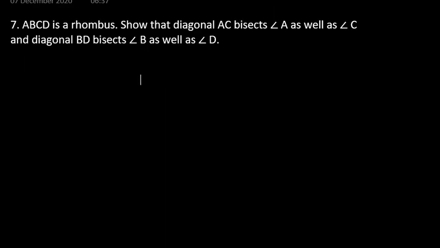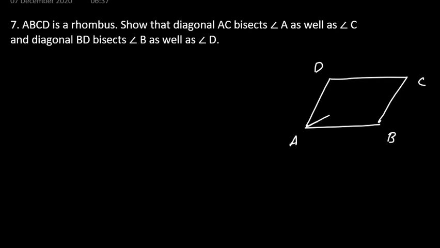Seventh problem, ABCD is a rhombus, show that diagonal AC bisects angle A as well as angle C, and diagonal BD bisects angle B as well as angle D. ABCD is a rhombus. So already you know ABCD is a rhombus. Fine. So this ABCD is a rhombus.